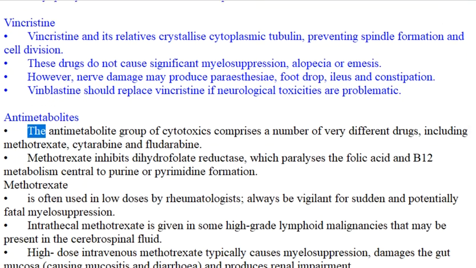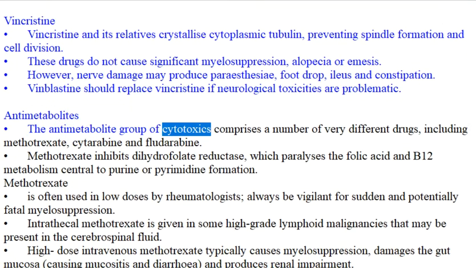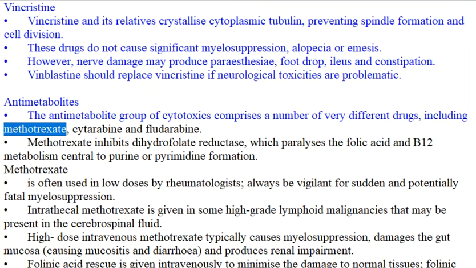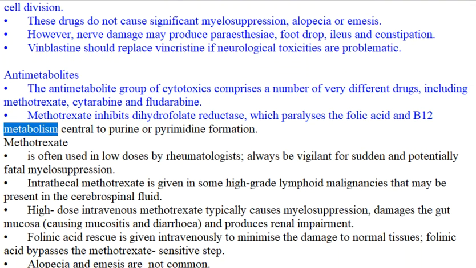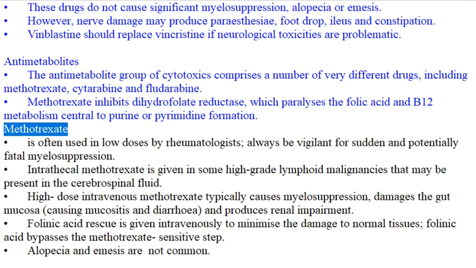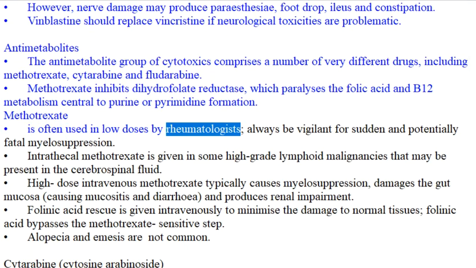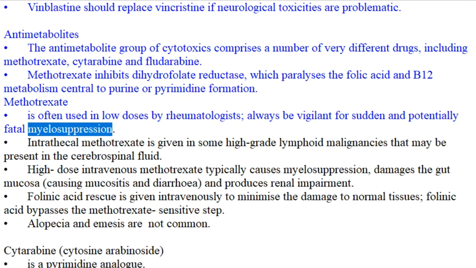Antimetabolites. The antimetabolite group of cytotoxics comprises a number of very different drugs, including methotrexate, cytarabine, and fludarabine. Methotrexate inhibits dihydrofolate reductase, which paralyzes the folic acid and B12 metabolism central to purine or pyrimidine formation. Methotrexate is often used in low doses by rheumatologists. Always be vigilant for sudden and potentially fatal myelosuppression.